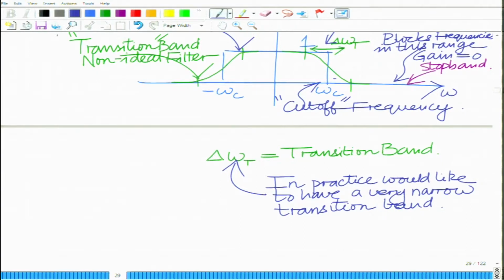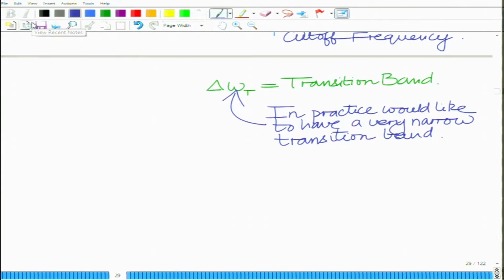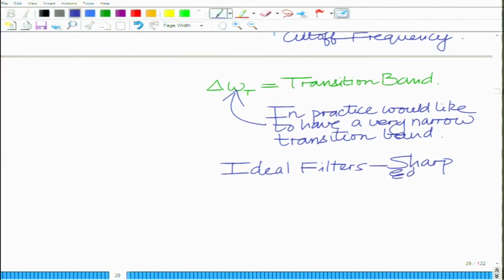In practice we would like to have a very narrow transition band, which means we want a very sharp cutoff, very sharp edges of the filter. Ideal filters have very sharp edges, which implies they are difficult to design. So the ideal filters which have very sharp edges are difficult to design.